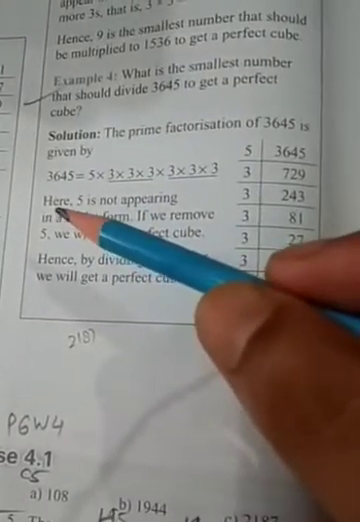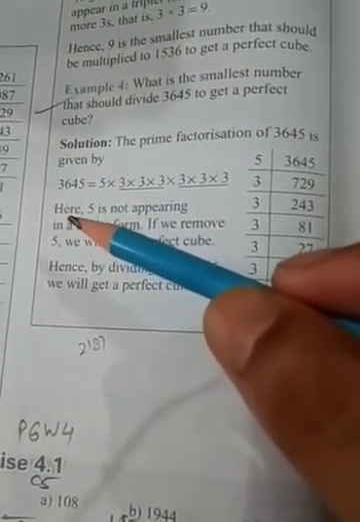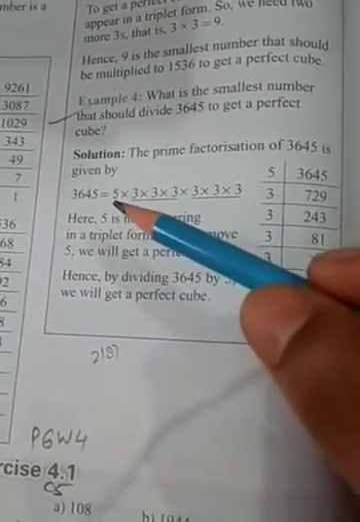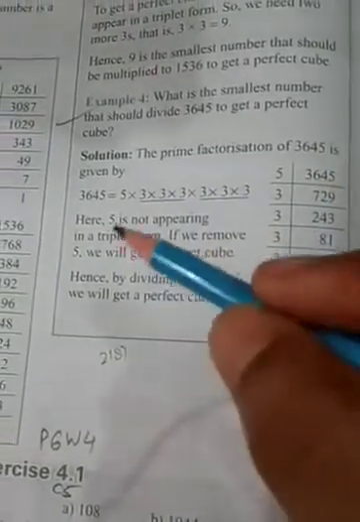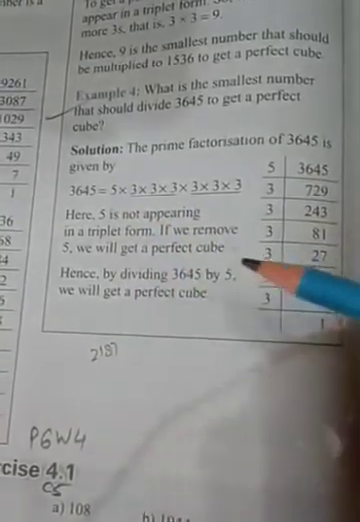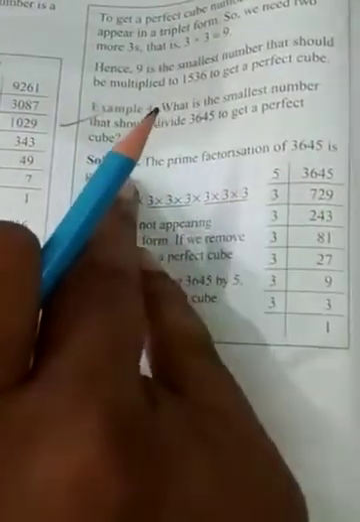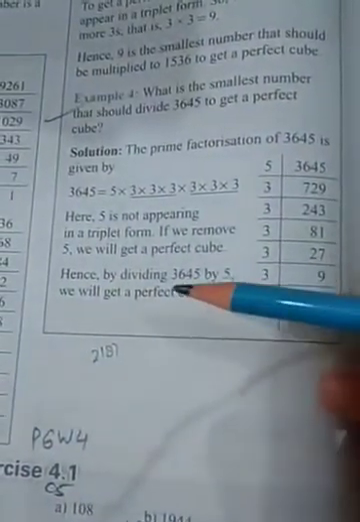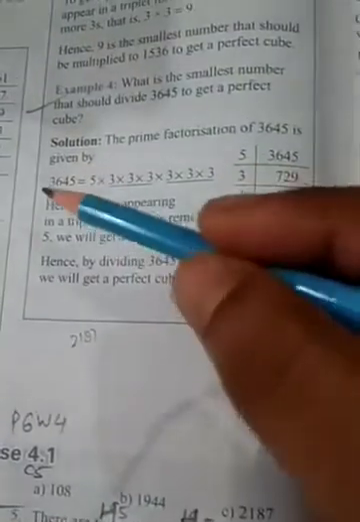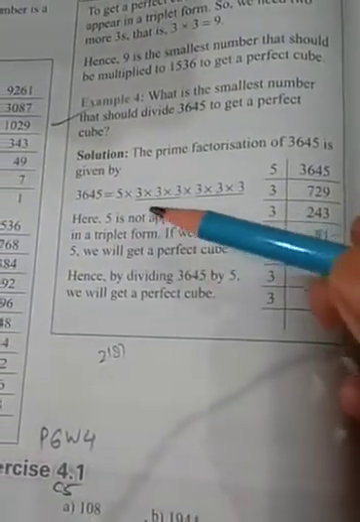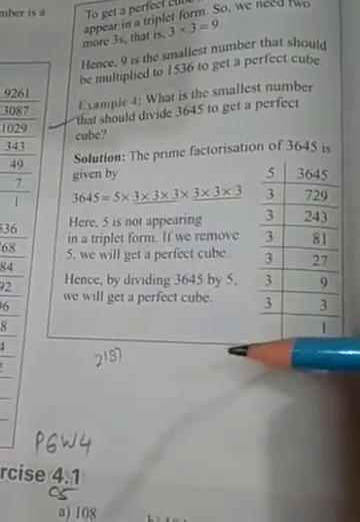So what can you do in this question? Here 5 is not appearing in triplet form, okay? If we remove this 5, we will get a perfect cube. See, if we remove this 5, all triplets are complete and this will be a perfect cube. So if we divide this number by 5, it will be a perfect cube. So the smallest required number is 5.